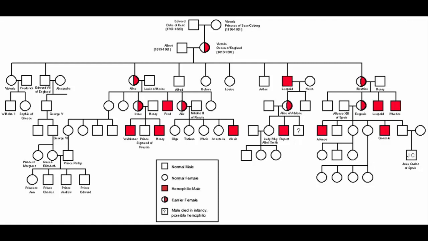You'll see in this pedigree, only males had the hemophilia trait, whereas females were carriers. Stop and review for a moment. What type of genetic transmission is this? Where is that recessive gene located?